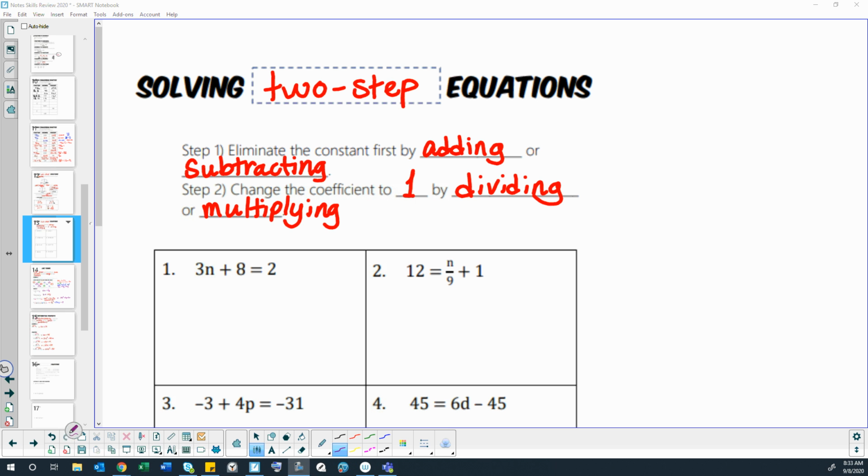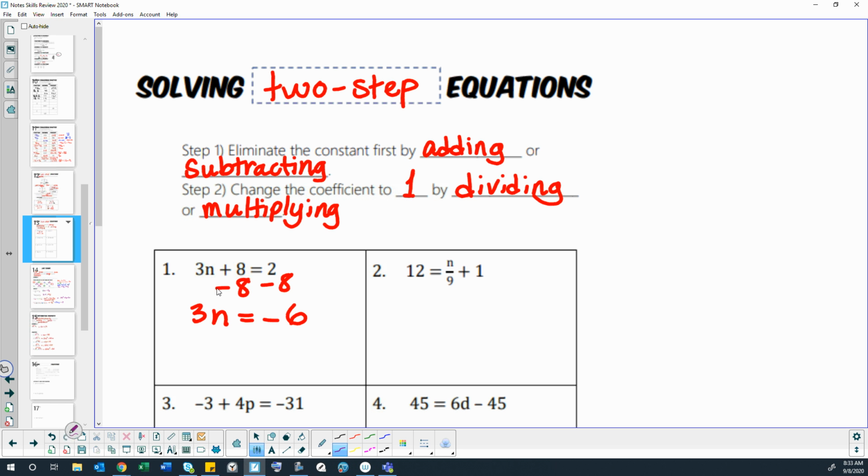Okay, so example number 1. What is the number that's constant? That means it's not a variable, it doesn't have variables, it's just a number. It's an 8, good. So we want to start by getting rid of that. So to get rid of it, we do the opposite. It's a plus 8, so what gets rid of a plus 8? Minus 8, very good. So that gives us 3n equals negative 6.